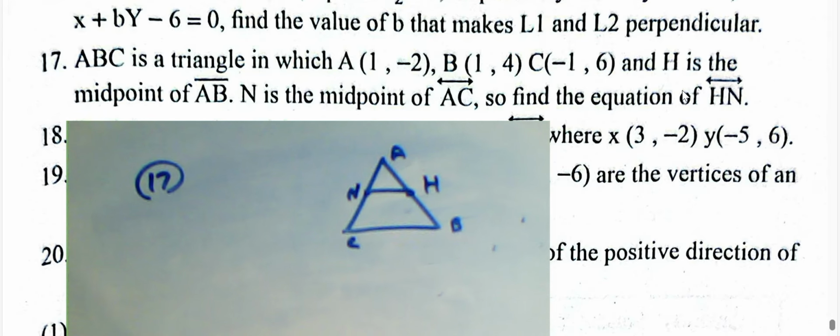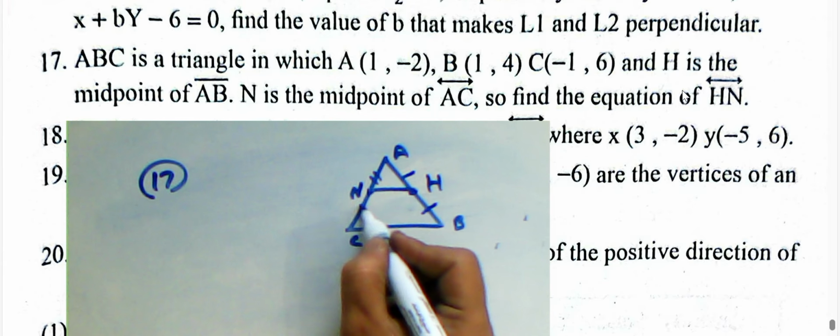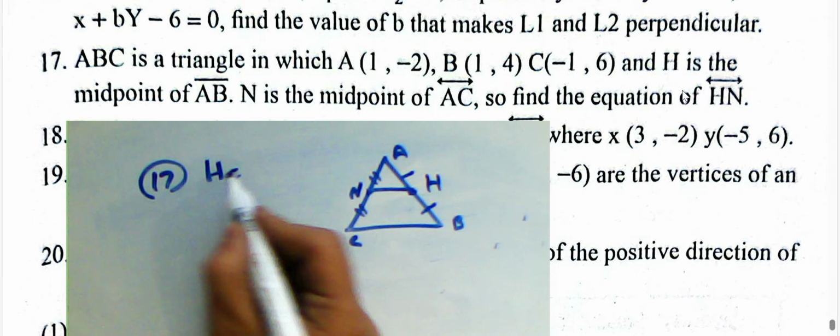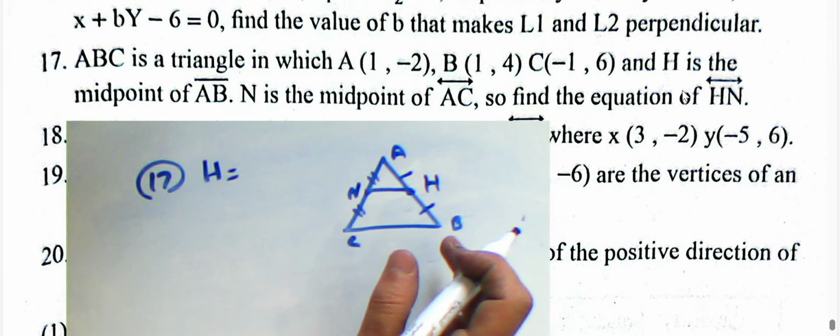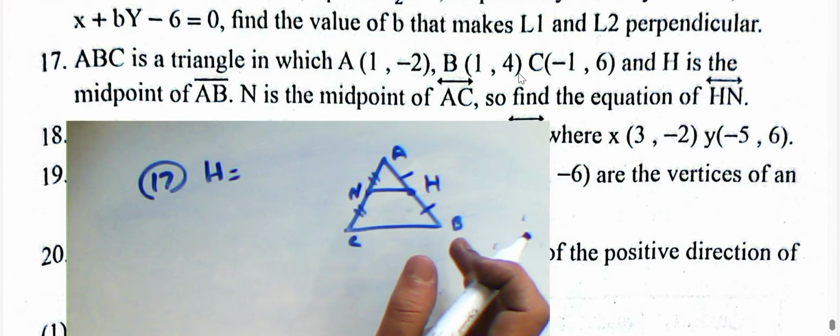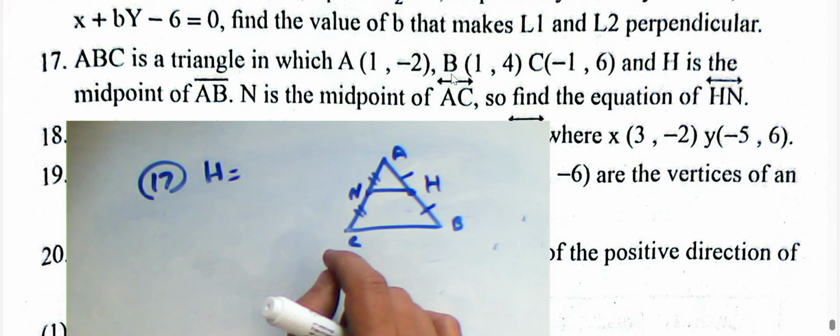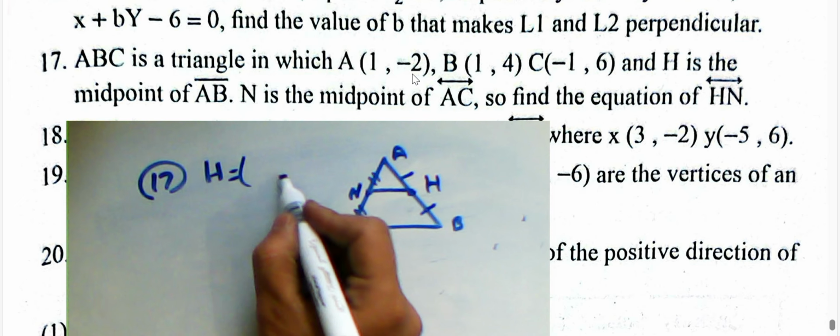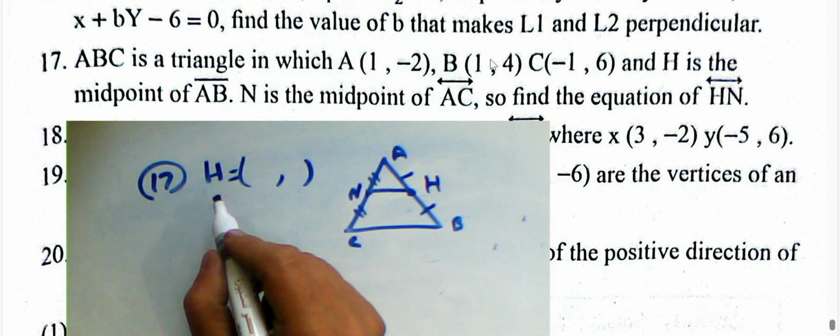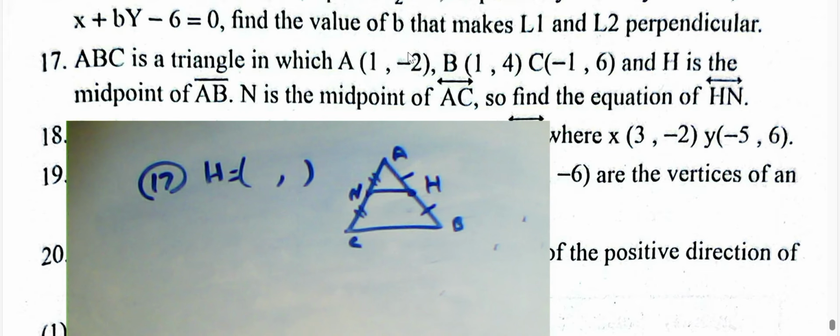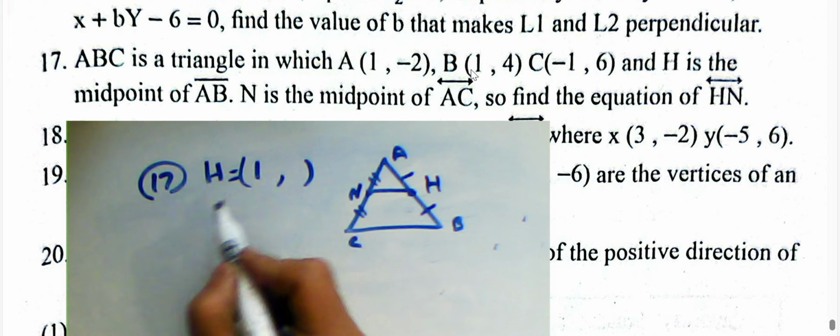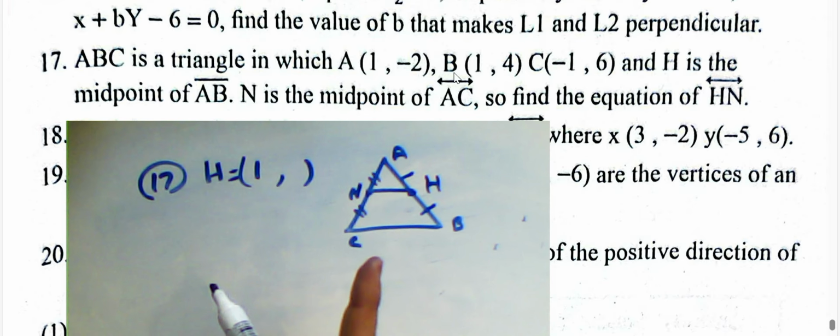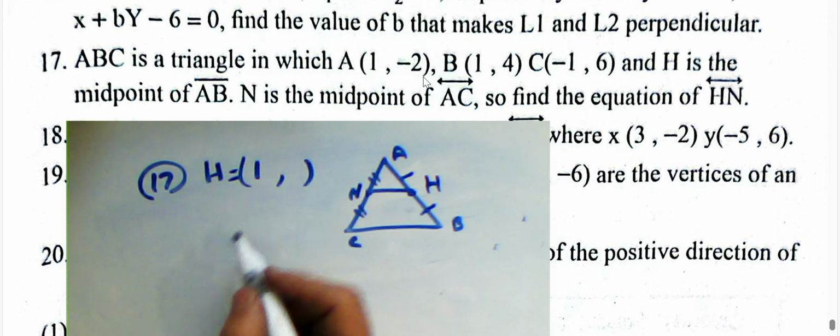First step, I will find the coordinates of H and N. H lies at the midpoint between A and B. We have point A (1, -2) and B (1, 4). We can find H using (x1 plus x2) divided by 2 and (y1 plus y2) divided by 2. x1 here will be 1. Pay attention with me here. 1 plus 1 is 2, 2 divided by 2 is 1. And -2 plus 4 is 2, 2 divided by 2 is 1.